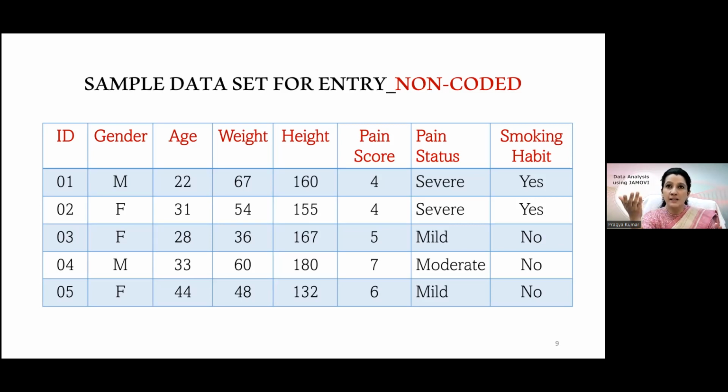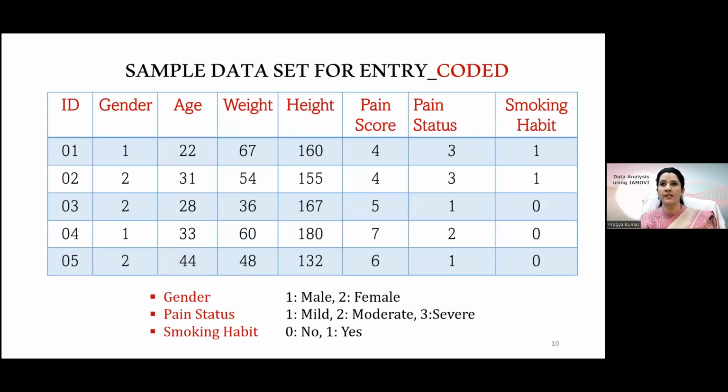Similarly, pain status is also severe. So you can write this as severe, mild, moderate. Again, you can depict it with a number. Like you can see this. Now, what is your status? It is coded.